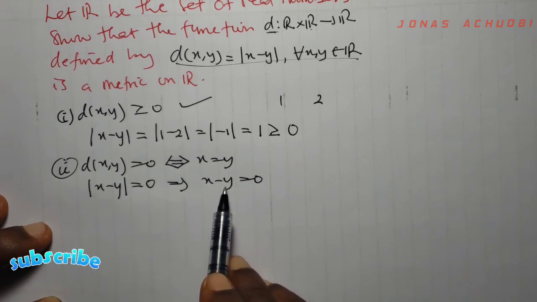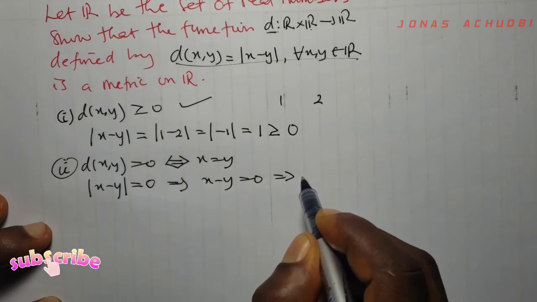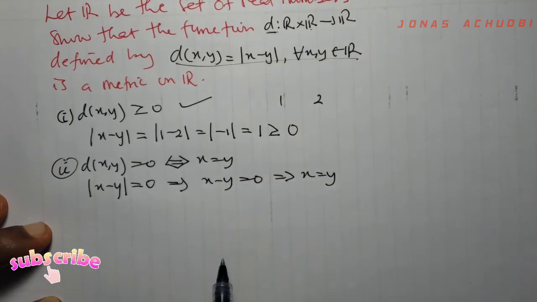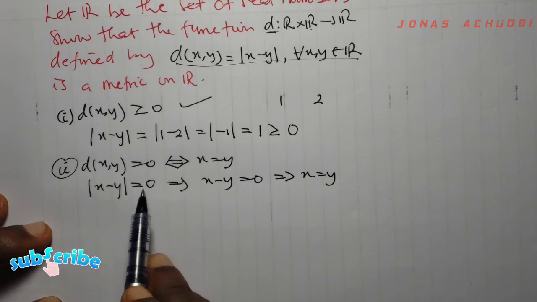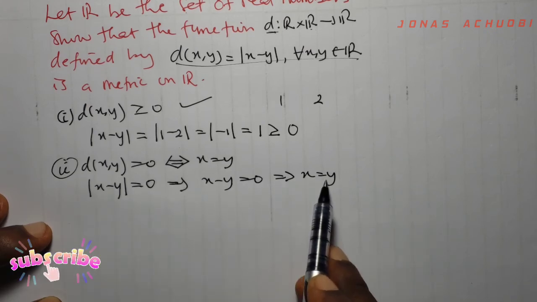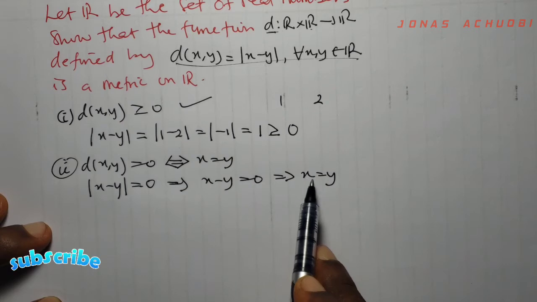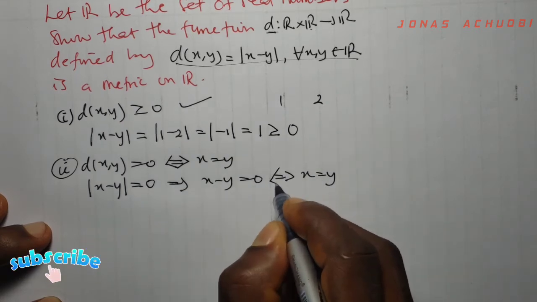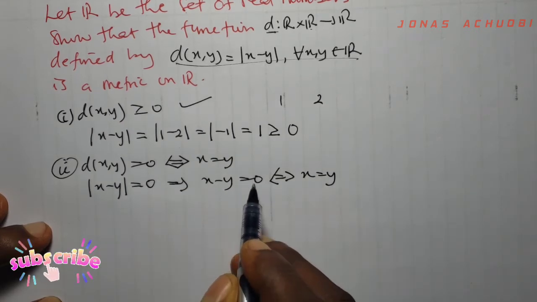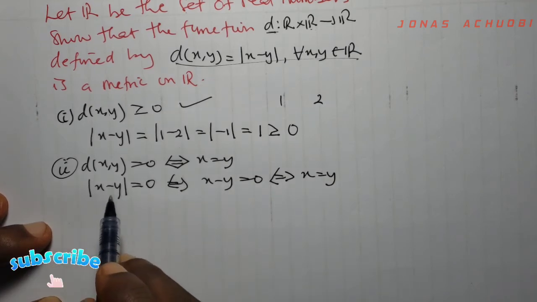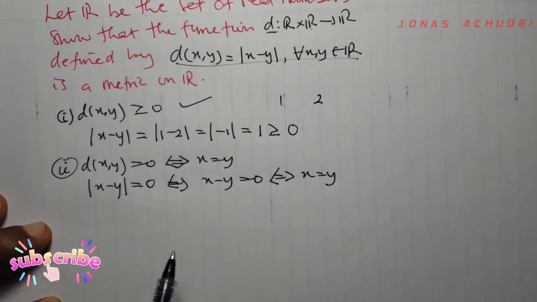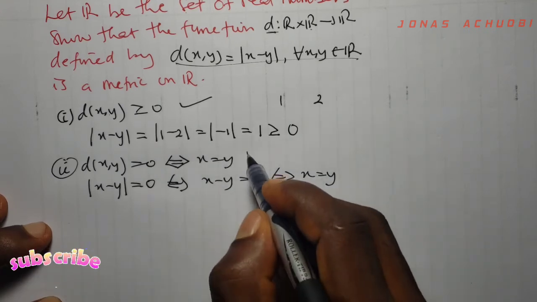And if x minus y is 0, it will also imply that x is equal to y. So we have seen that if the absolute value of x minus y is 0, it implies that x is equal to y. And of course, if x is equal to y, it implies that x minus y is 0, and so the absolute value of x minus y is 0. So condition 2 is also verified.